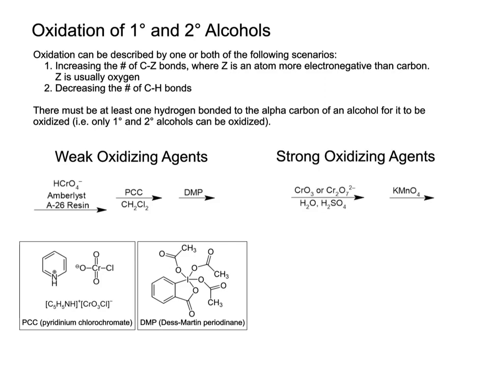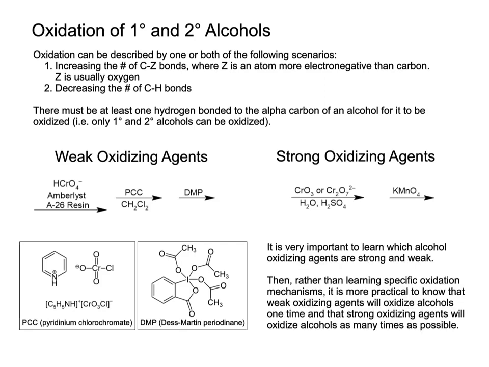Now, your strong oxidizing agents, you can either use CrO3 or Cr2O7 2-. Usually that's accompanied by Na2 or K2 to balance out that negative charge, so it's an ionic compound. And whether you use the CrO3 or the Cr2O7 2-, it needs to be with acid, so we add H2O and H2SO4 to make that oxidizing agent work. We also have KMnO4 as our other strong oxidizing agent.